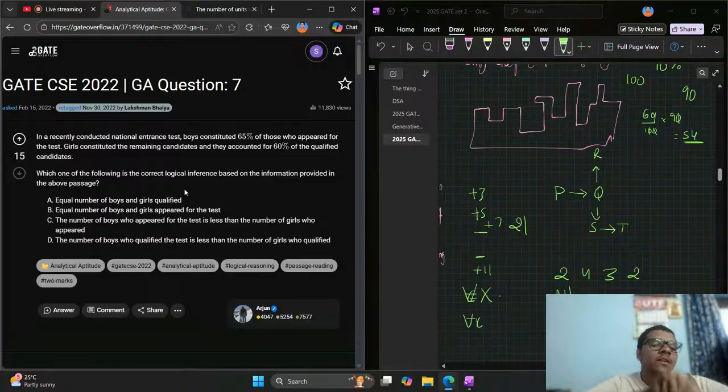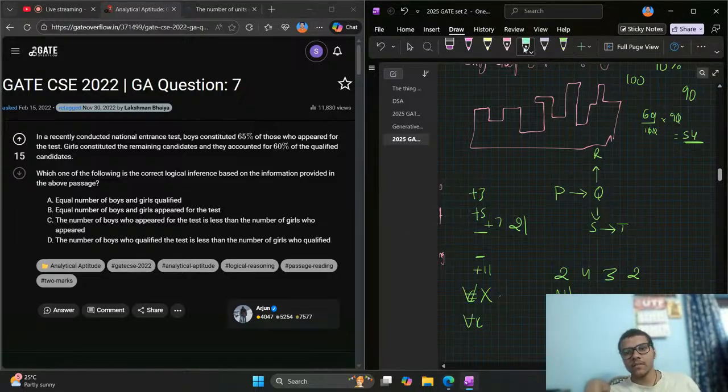In a recently conducted national entrance test, boys... remaining candidates and they accounted for 60% of qualified candidates. Taking numbers is the easiest approach. So 100 students in total, 65 of them are boys and 35 of them are girls. And 60% of the qualified candidates are girls.